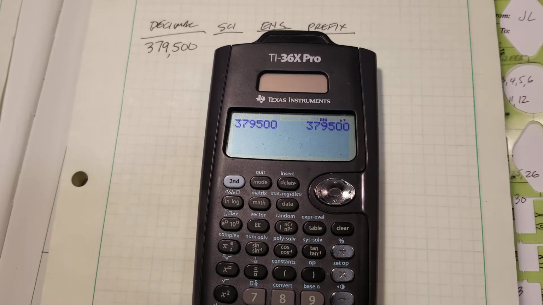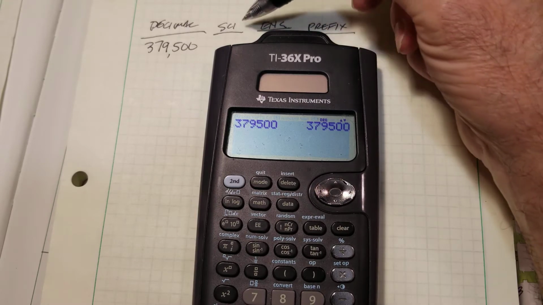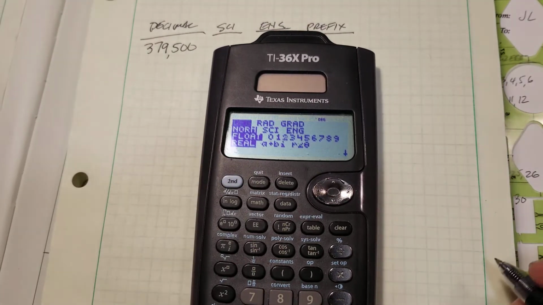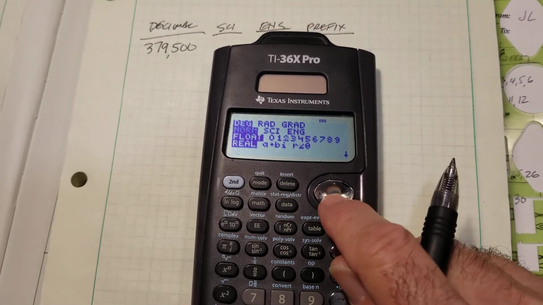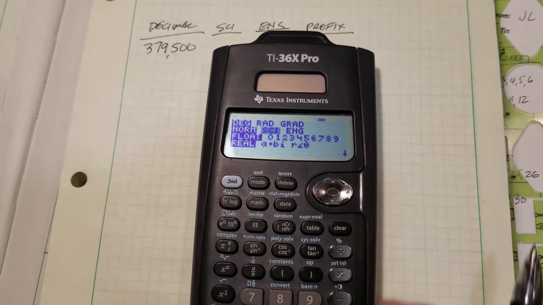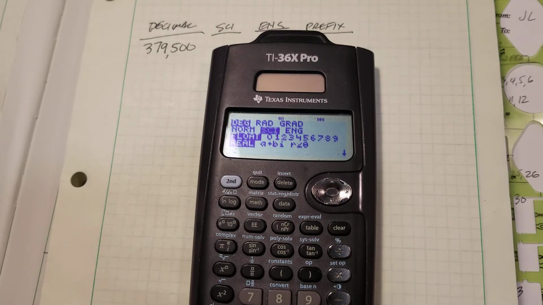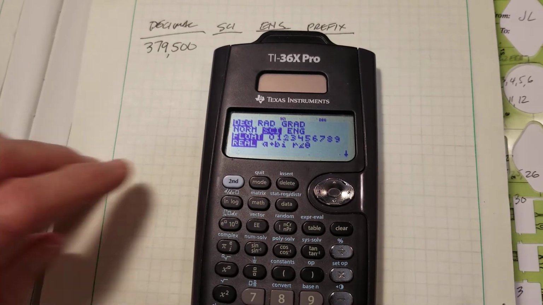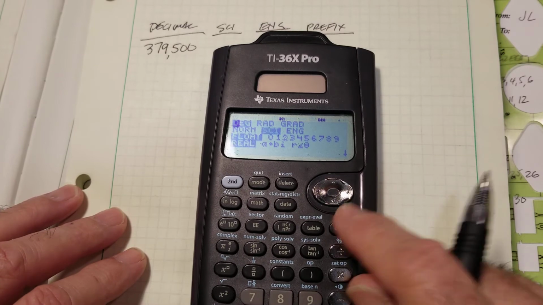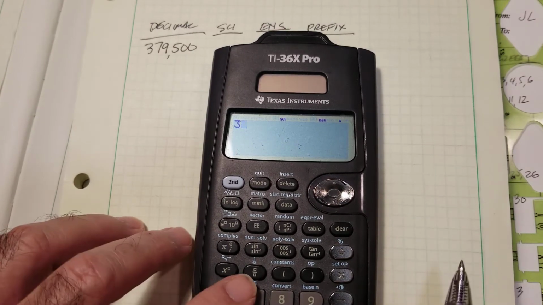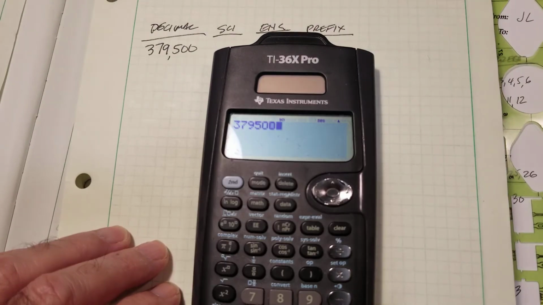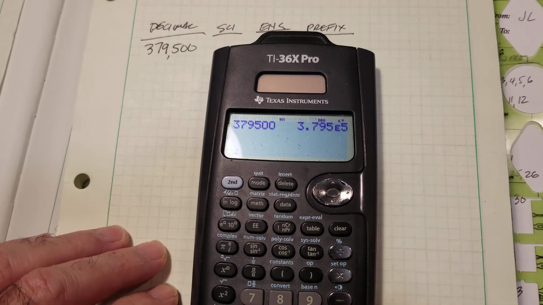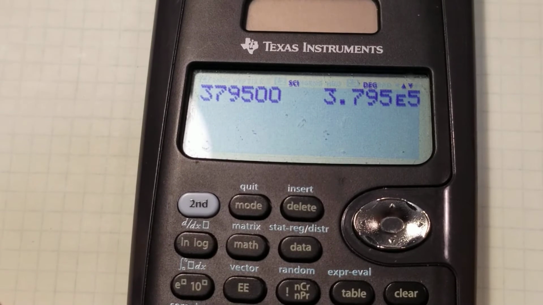Now we're going to convert this to scientific mode. I hit the mode button again, toggle down to scientific mode, and hit the enter button. Then we go back to our display. I enter that number again, 379,500, that's my decimal form, and select enter. Now we have that same number in scientific form.